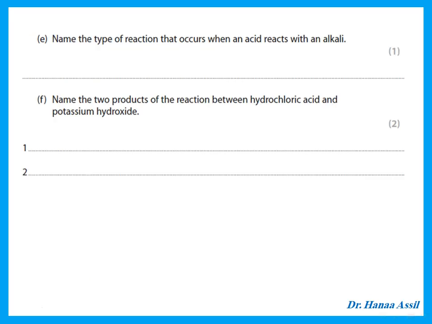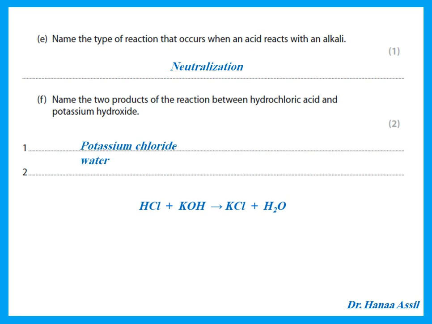Name the type of reaction that occurs when an acid reacts with an alkali. Again, when we react an acid with an alkali, that is called a neutralization reaction. Acid plus base gives salt plus water. Name the two products of the reaction between hydrochloric acid and potassium hydroxide. Hydrochloric acid plus potassium hydroxide should give a salt plus water. Now, which salt is it? Potassium chloride. So my products are potassium chloride and water.